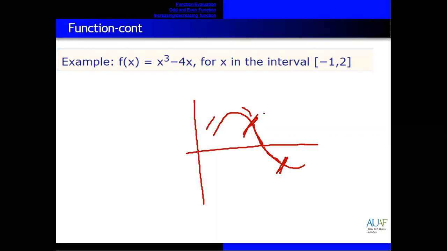So increasing and decreasing depend upon the x1 and x2 values. You cannot say that both are increasing or both decreasing. You can say just from this value to this value, it's increasing. From this value to this value, it's decreasing. Great, excellent.